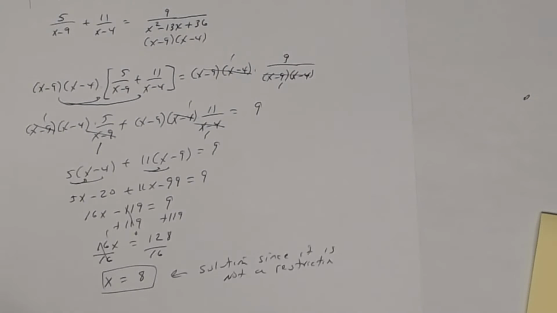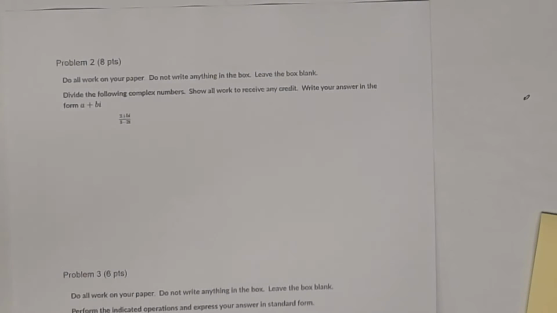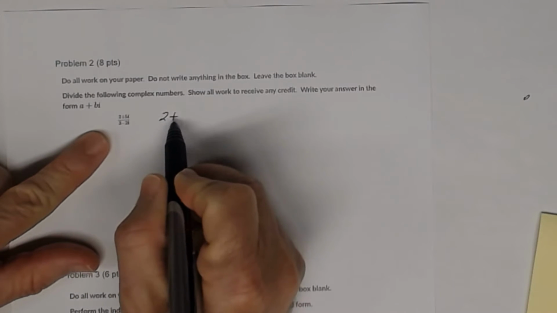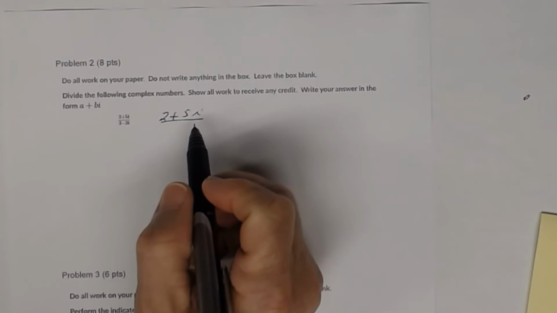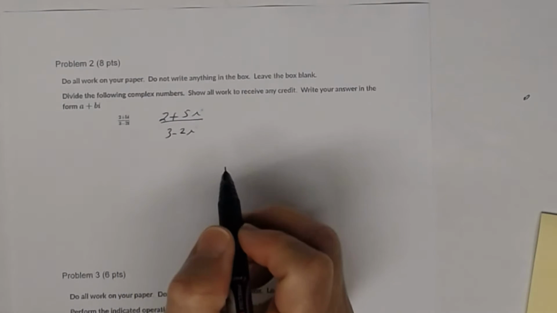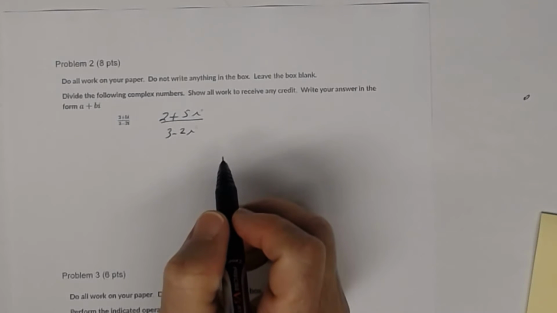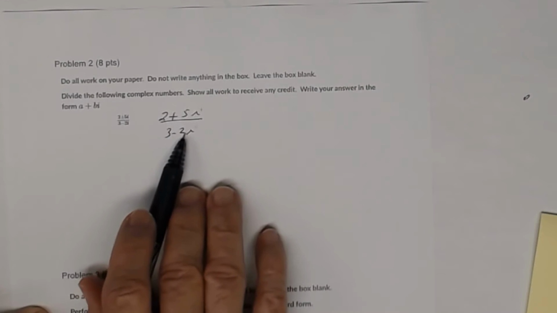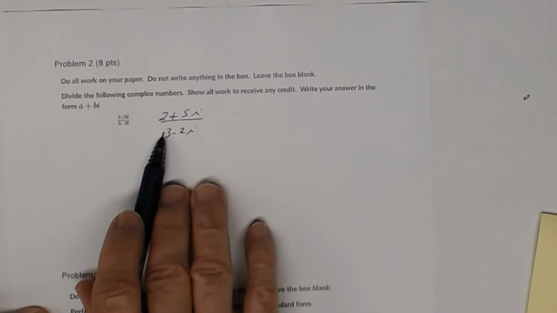All right. Let's look at number 2. Okay, so in number 2, you want to divide the following complex number. Now I'm going to go ahead and rewrite this. This is 2 plus 5i divided by 3 minus 2i. So remember, when you're dividing complex numbers, you don't want an i in the denominator. So we're going to have to get this denominator to be a rational number.